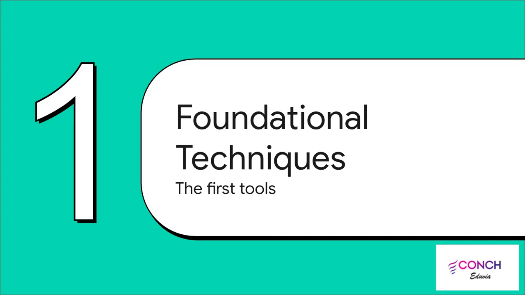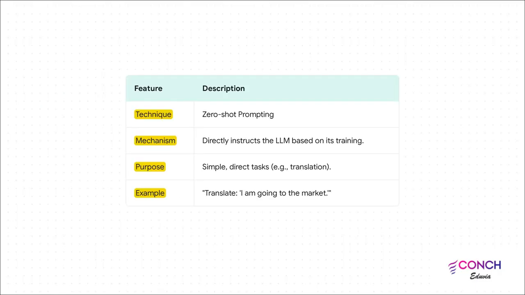Okay, let's kick things off with the basics. These are the first couple of tools you'll find in the toolbox, and honestly, you can start using them today and see a huge difference. So first up is something called zero-shot prompting. And honestly, this is probably what you're already doing most of the time. It's the most direct way to ask for something.